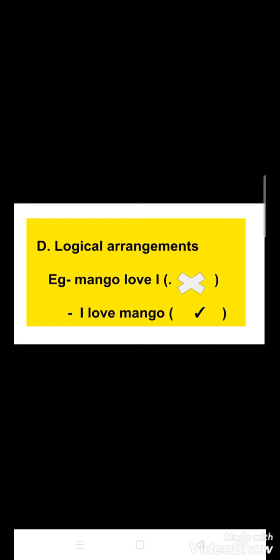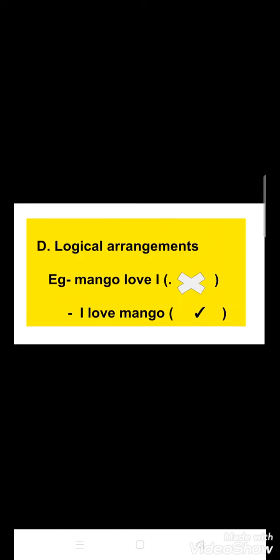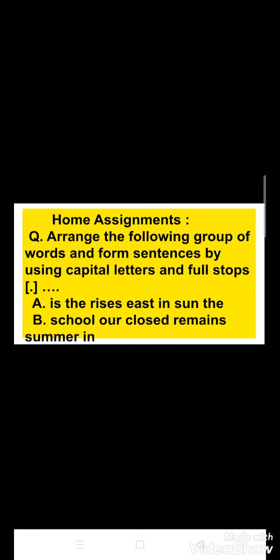So today we have learned the rules of how to make new sentences. The rules are: your sentence should always begin with a capital letter. It should always end with a full stop, question mark, or exclamation mark. Next, your sentence should make a complete sense. And the last one is, the words used in a sentence should be arranged in a logical way. So, this much for today.